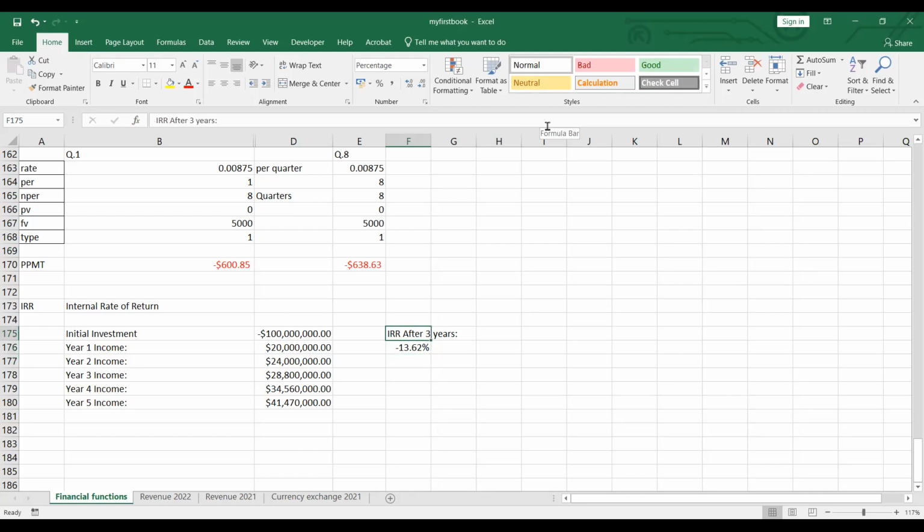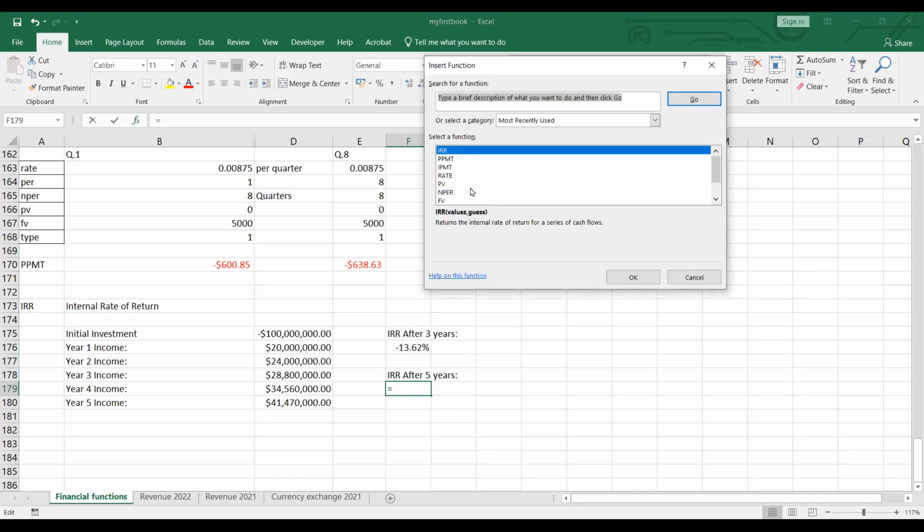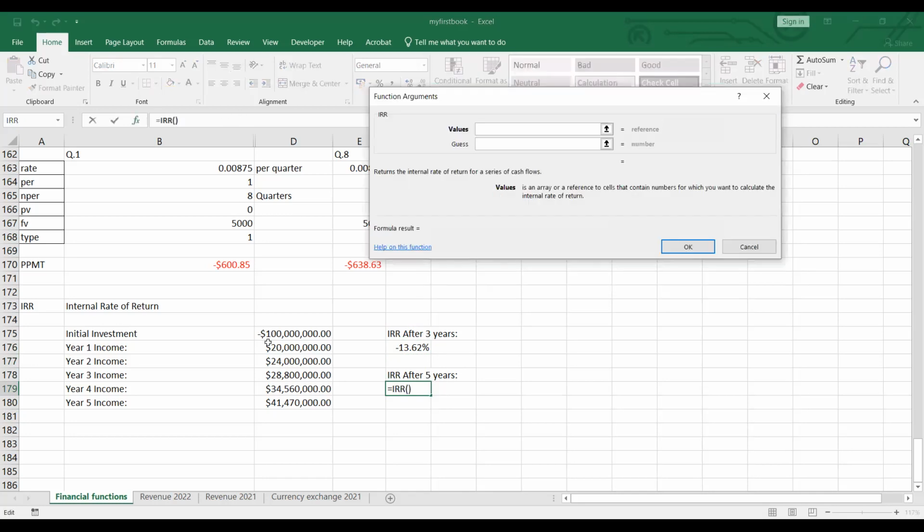Now let's find the IRR again, but this time the IRR after 5 years, to see what happened. I do the same thing: I find the IRR from the initial investment to the year 5 income. You can see that right now the formula result is showing positive 13.